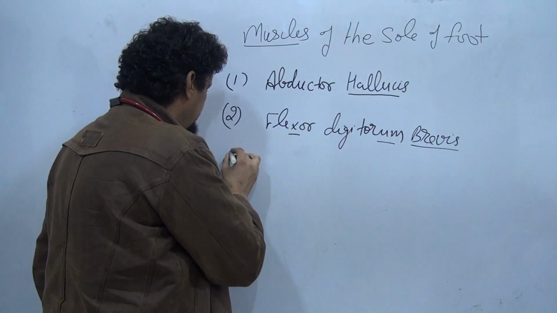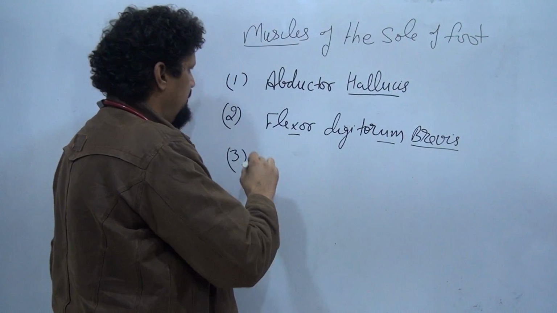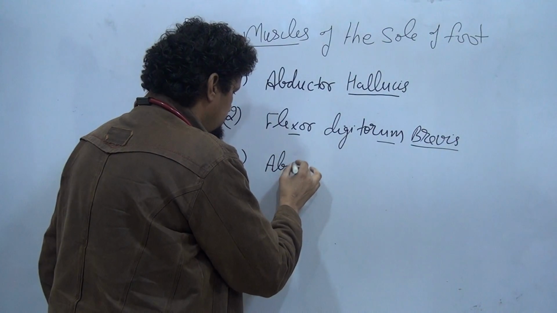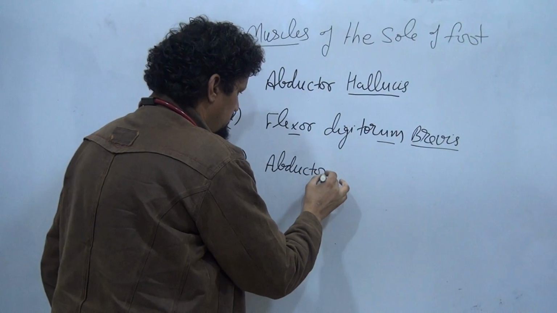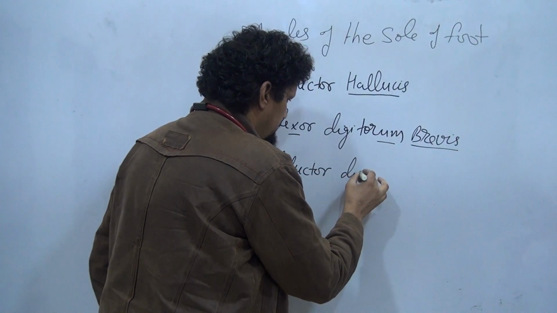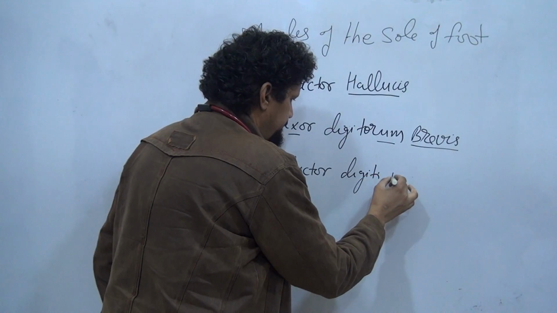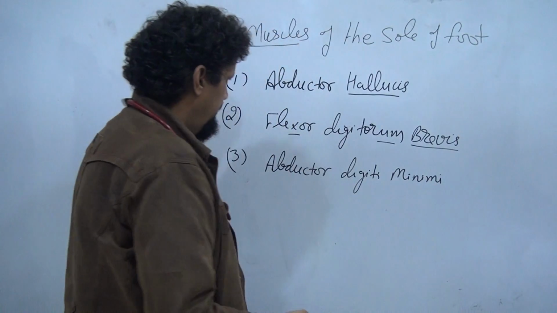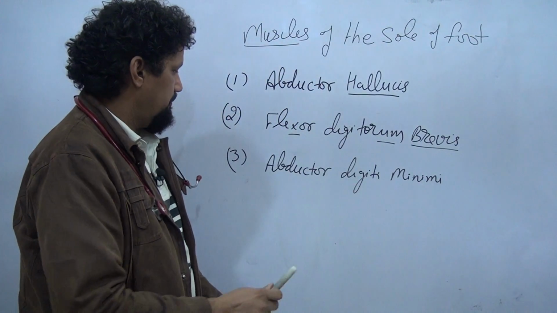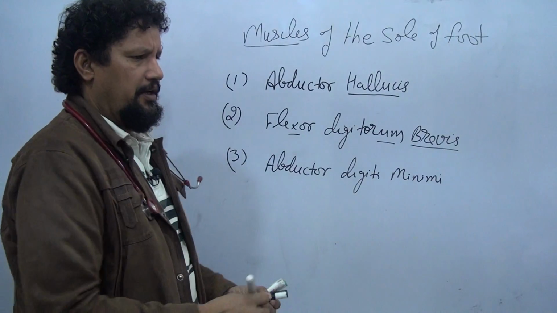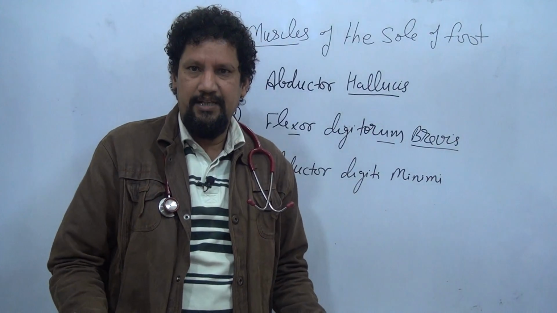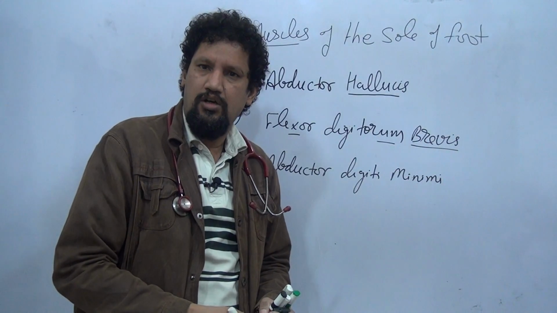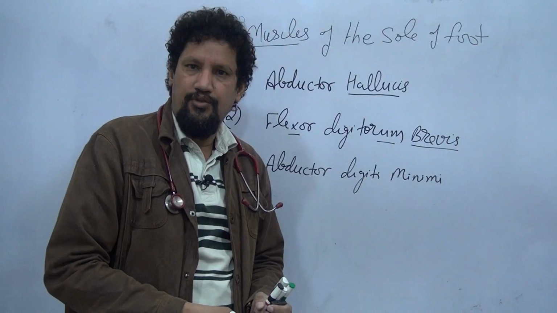The third muscle of the first compartment or first layer is the abductor digiti minimi. Here also we can see the name of the muscle. It is an abductor, bringing the part away from the midline. Digiti, the digit, and minimi, the small or little toe of the foot.